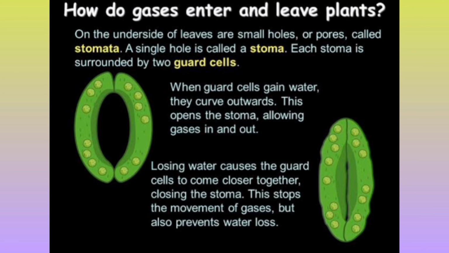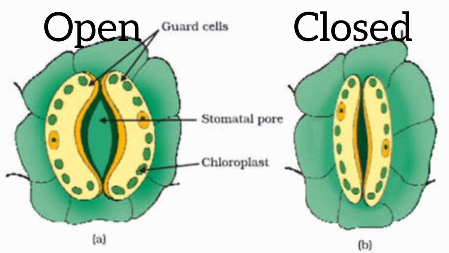When there is less water in a plant, the guard cells lose their turgidity, they shrink, and the aperture between them is closed.